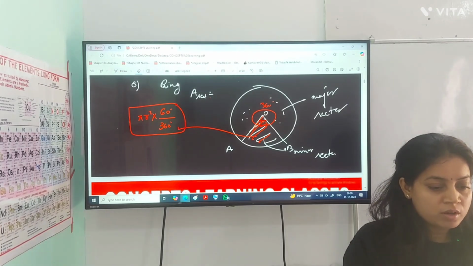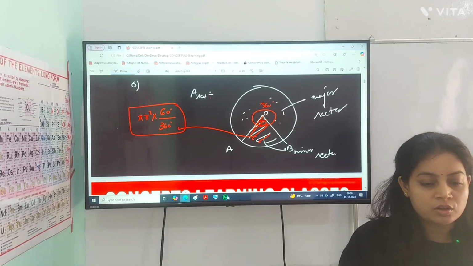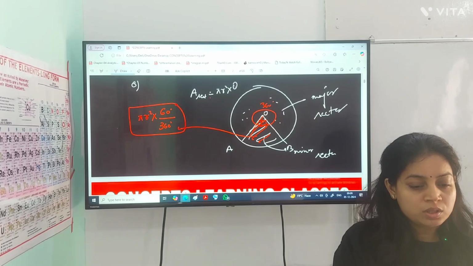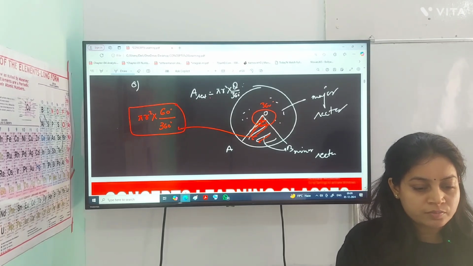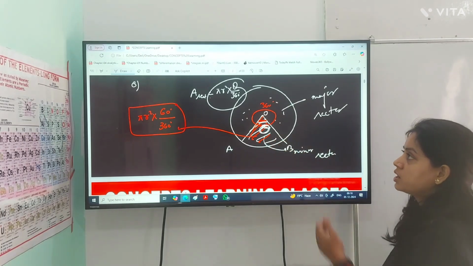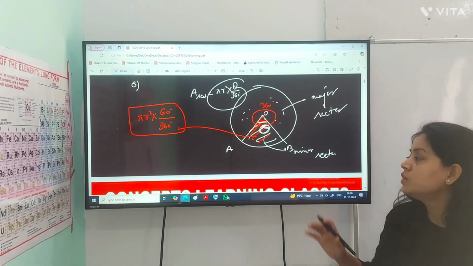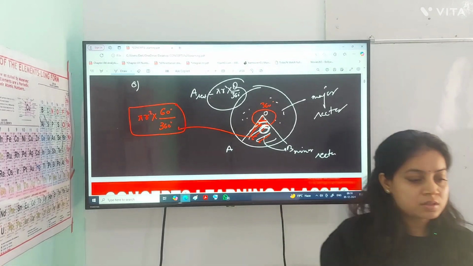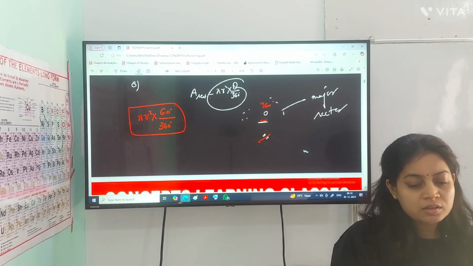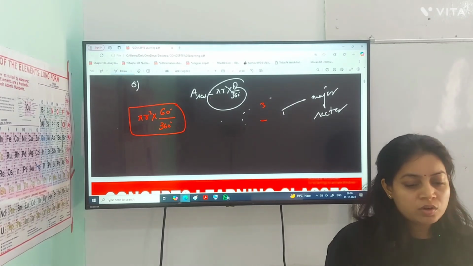So I'll just write the formula of the sector as: area of sector is equal to, I'm not talking about the ring this time, I'm just talking about the area of the sector. So area of the sector is pi r square into theta upon 360 degree. So what is theta? Theta is this angle. So if you multiply the area of the circle by theta upon 360, you will get the area of the sector. Simple.